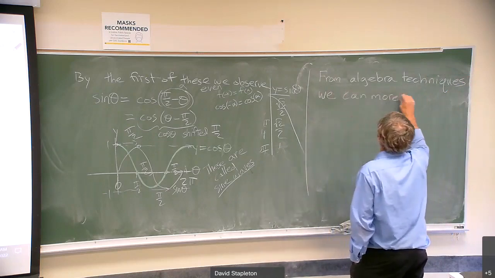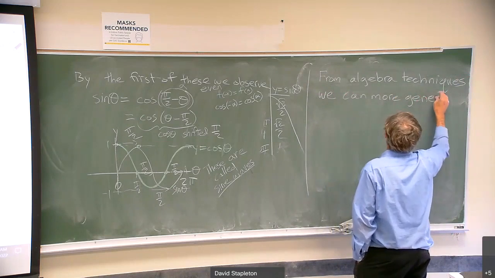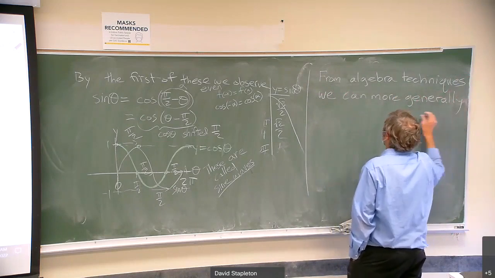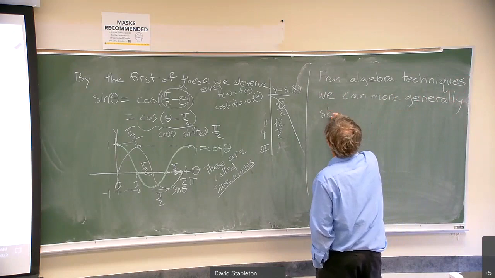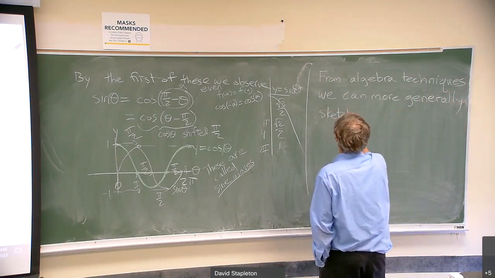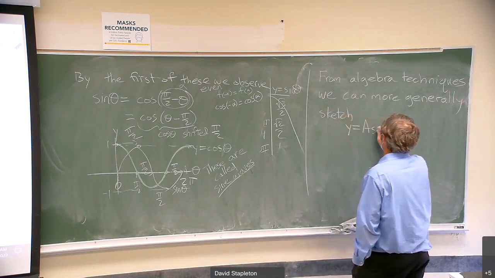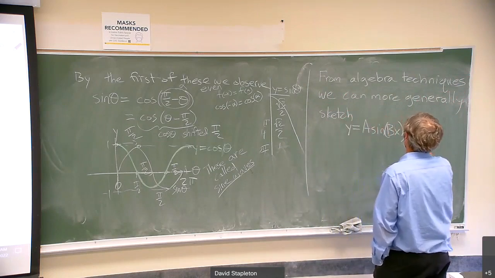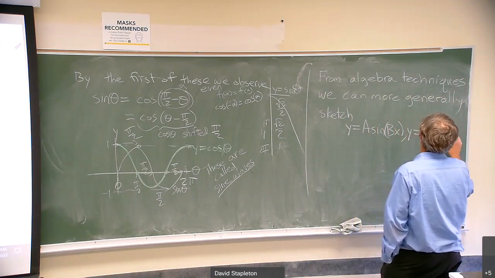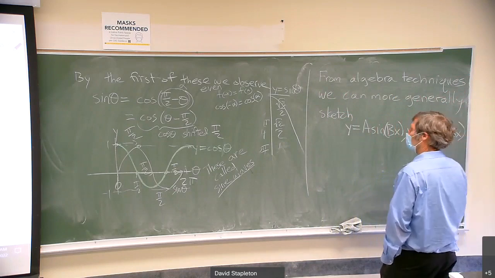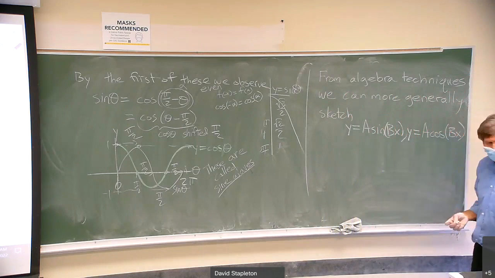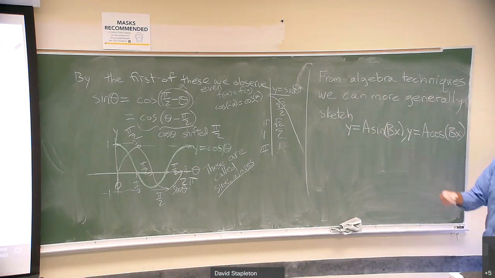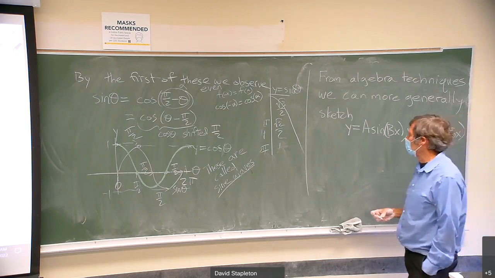We can more generally, and we'll expand this a little further next time, maybe we'll get to it today, I don't know, sketch the graphs of y equals a sine bx, where a and b are numbers, or y equals a cosine bx. And these are just, I'm going to claim, stretches and flips of the basic 2 graphs that we showed right there. How can we do that?